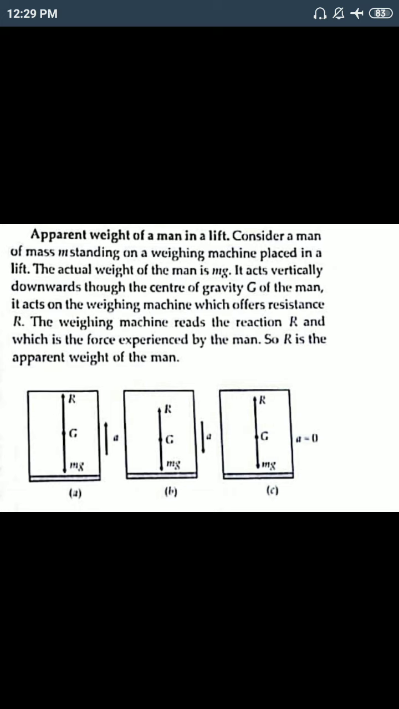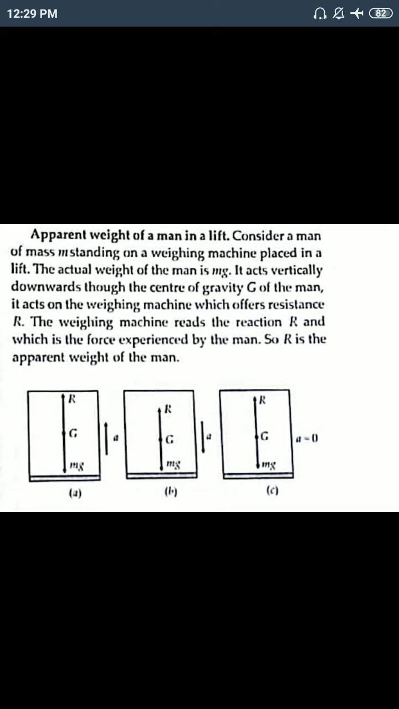We already discussed action and reaction forces. If only mg were there, then we would go inside the earth's surface, but that does not happen, because in the opposite direction the normal force is also acting on the man, and that is nothing but the reaction force R. That reaction force R is balanced by mg. Not totally equal to each other, but it will be balanced by mg.